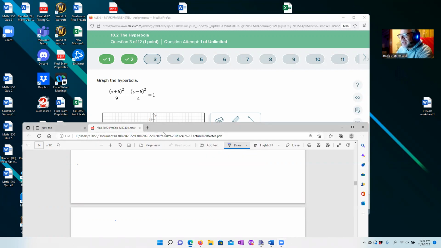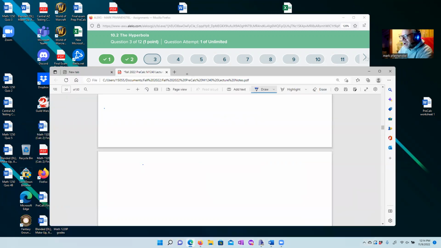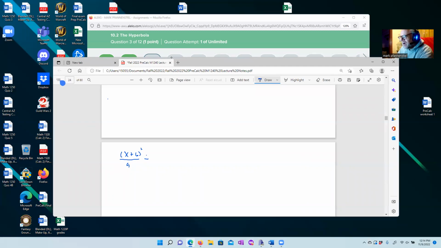So we got an (x plus 6) squared over 9. Okay, and then we have a minus. What do we have over here? We have a minus, and this is a (y minus 6) squared over 4. So we have (y minus 6) squared over 4 is equal to 1.